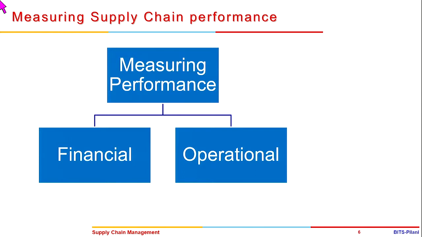Now, when we measure the performance of a supply chain, it can be of two kinds. One could be financial and the second could be operational. Financial measurement is something in which senior managers are interested. Operational performance is something in which people who are dealing with logistics and supply chain are interested. It is by changing the operational parameters that the financial parameters will also undergo change. More or less, in this chapter we will be dealing with measuring operational supply chain performance.